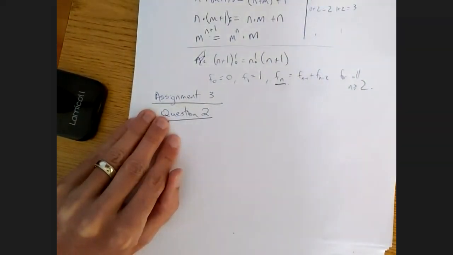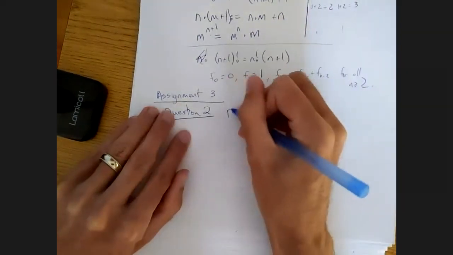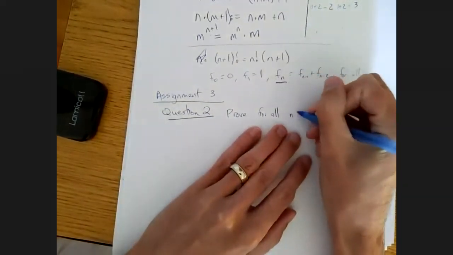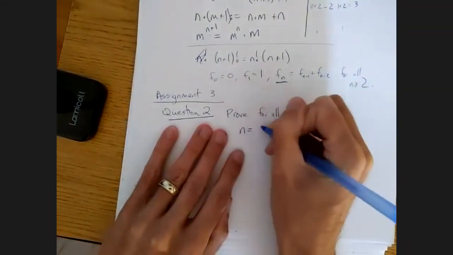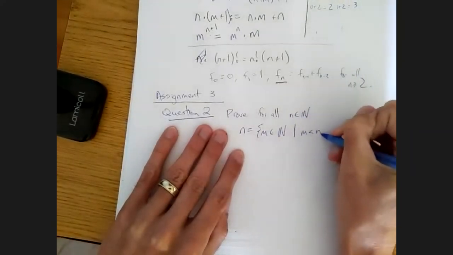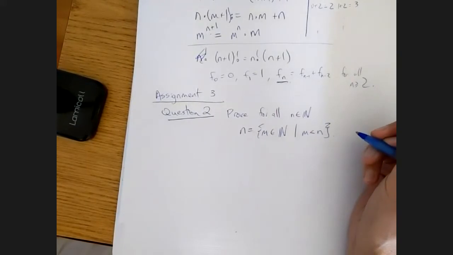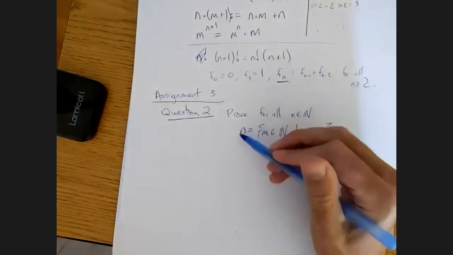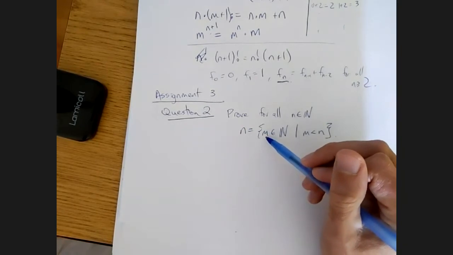Okay, let me write down what the question says. Prove for all natural numbers n, okay, so we want to prove that for all natural numbers, the natural number n is exactly the set of all natural numbers less than n.